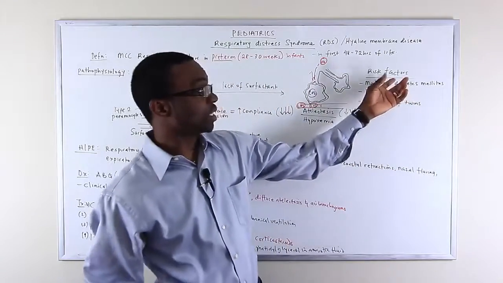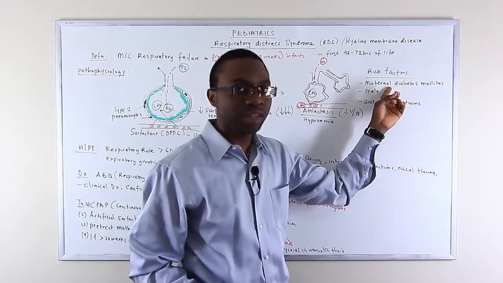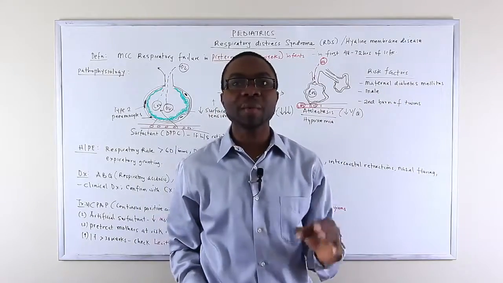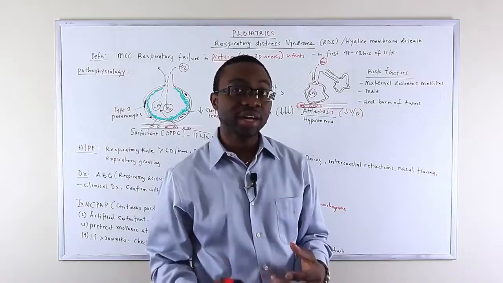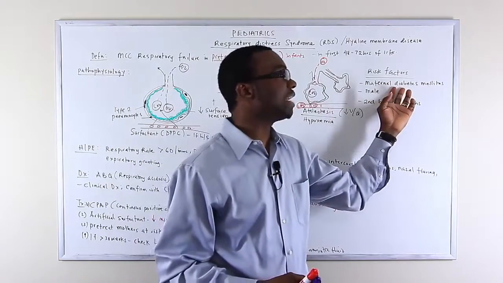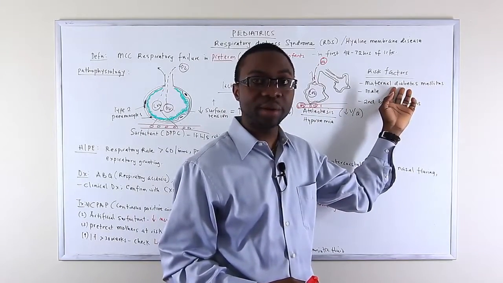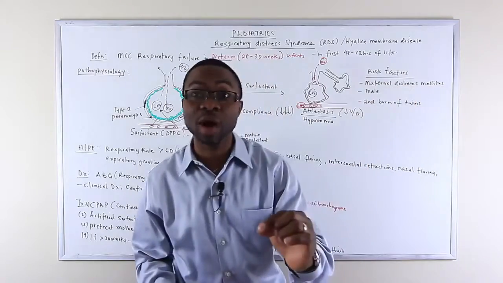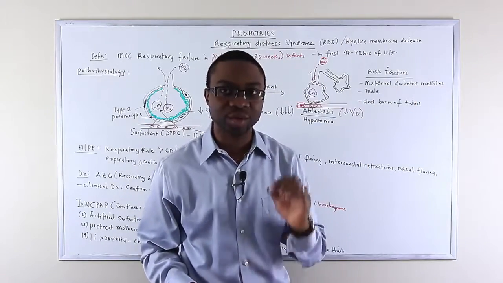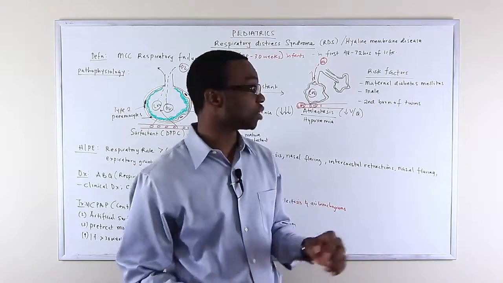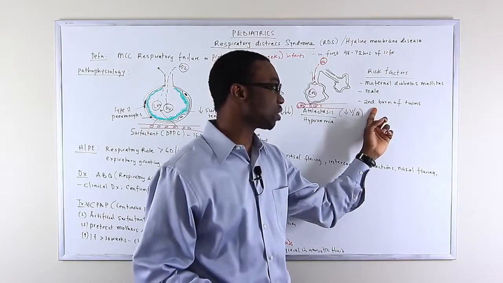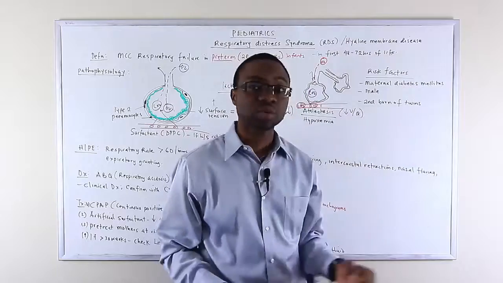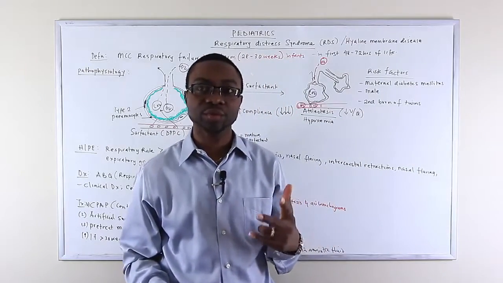So, what are the risk factors? On the boards, they want you to know this. When they talk about a neonate, a 29-week neonate, that was born to a mother with a history of diabetes, they're giving it away. That is a risk factor for respiratory distress syndrome. It's always usually a male, and sometimes it could be the second born of twins. Those are all the three risk factors you need to know for the boards.